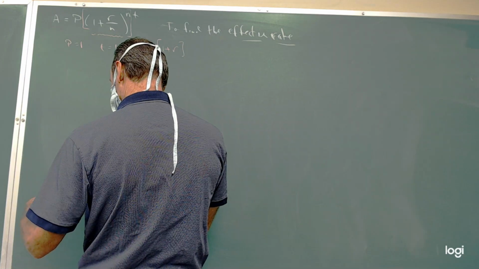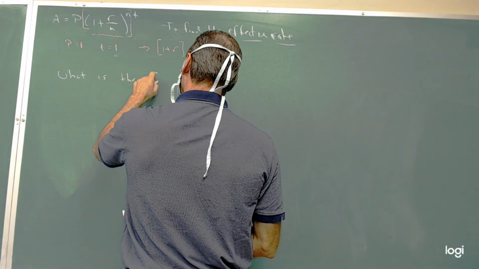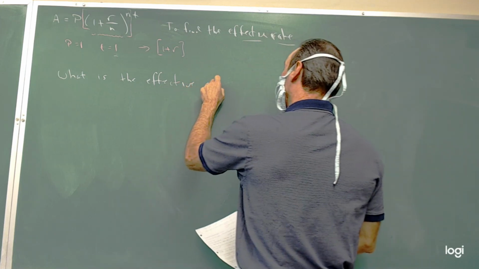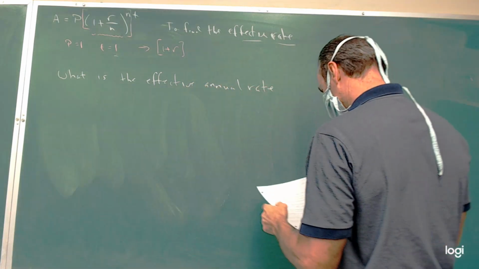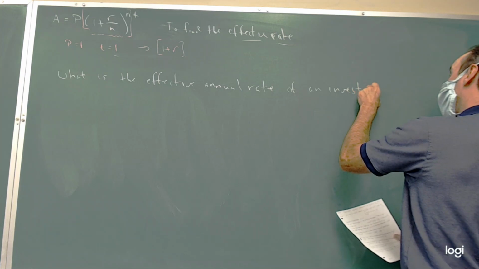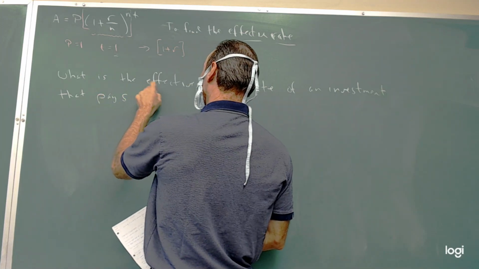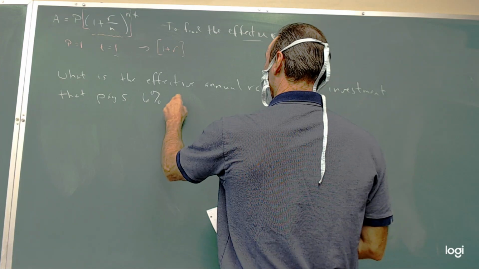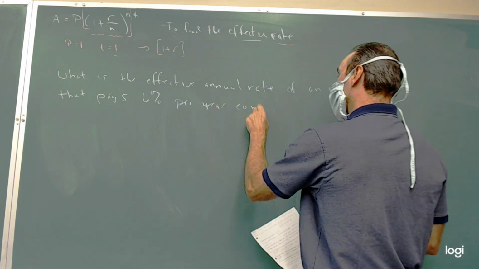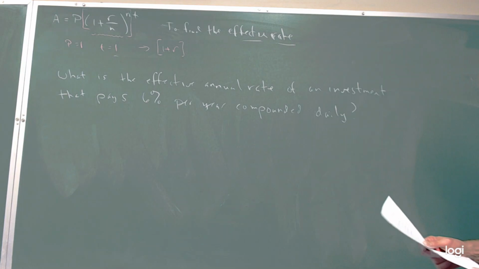So let's say, what is the effective annual rate of an investment that pays 6% per year, compounded daily? Make sense what we're going to do?